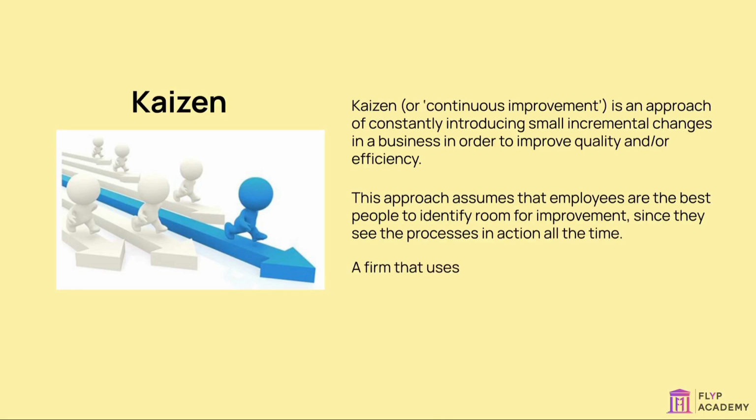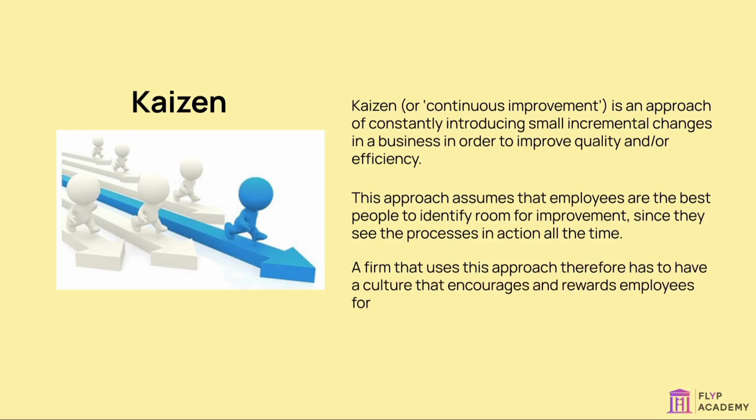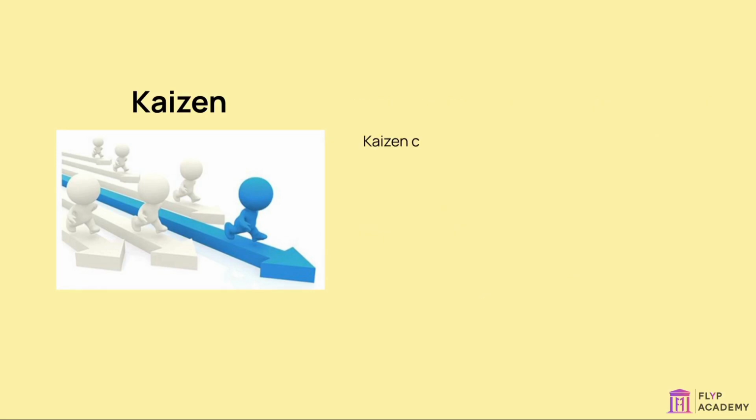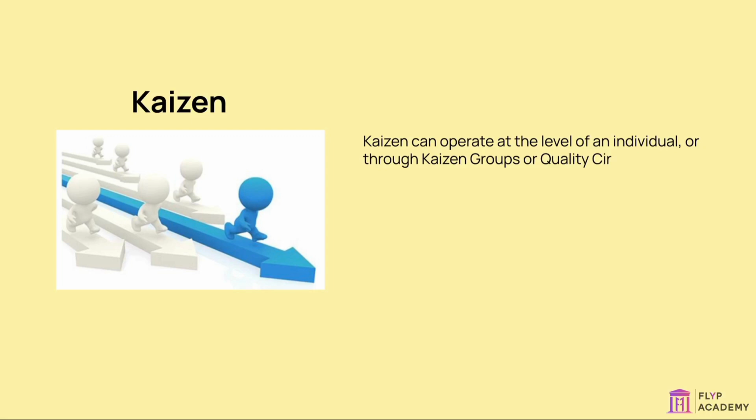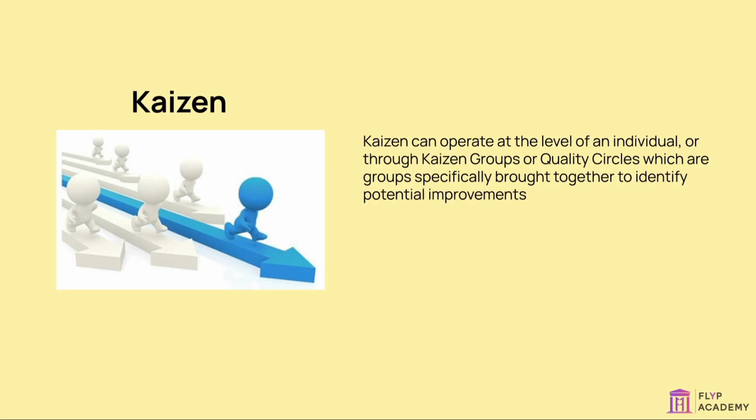A firm that uses this approach therefore has to have a culture that encourages and rewards employees for their contribution to the process. Kaizen can operate at the level of an individual or through Kaizen groups or quality circles, which are groups specifically brought together to identify potential improvements.